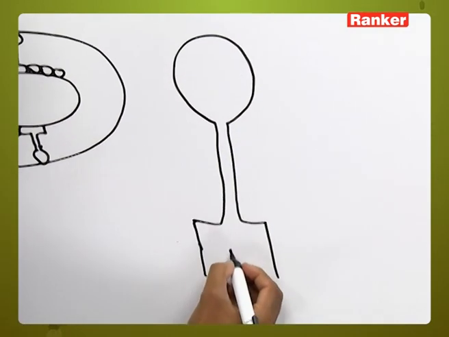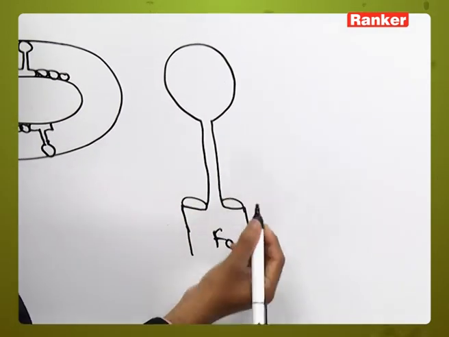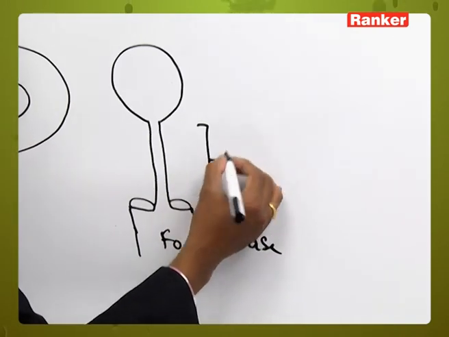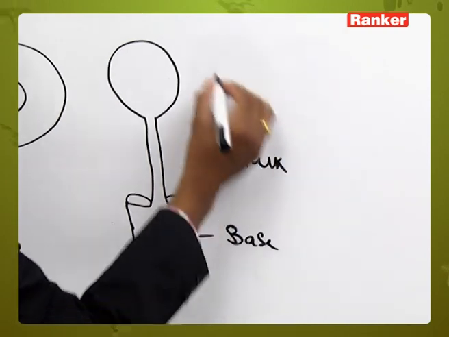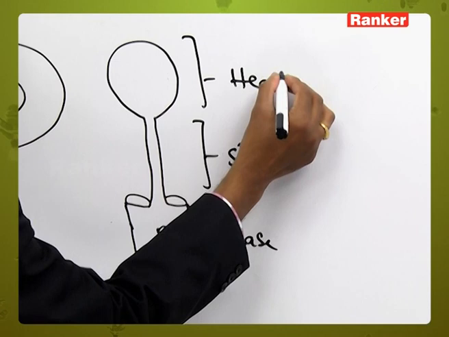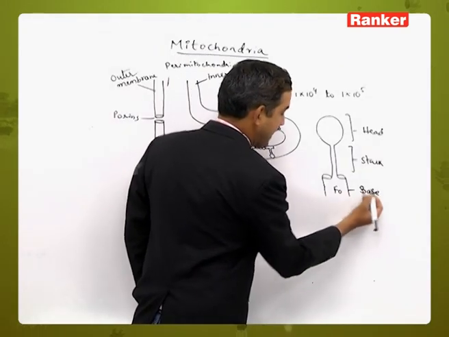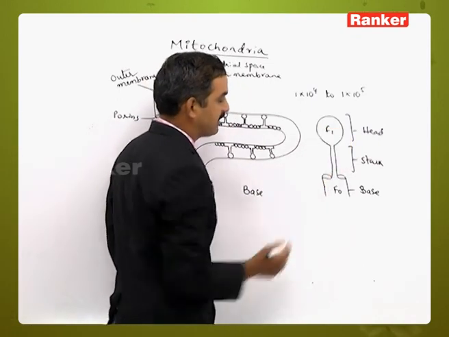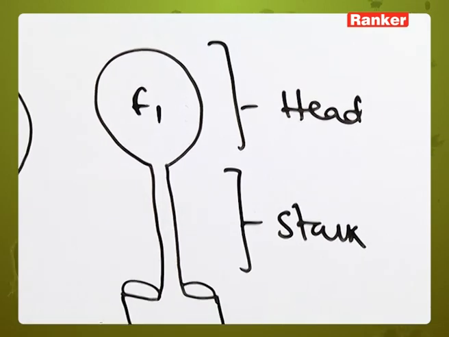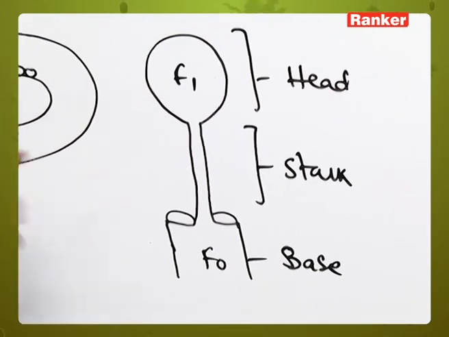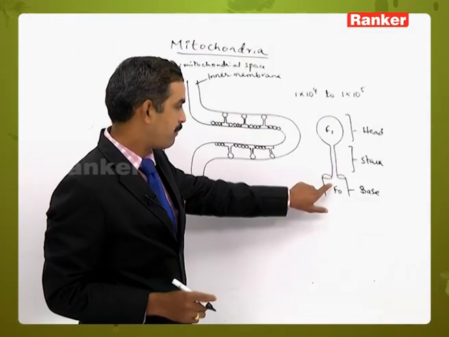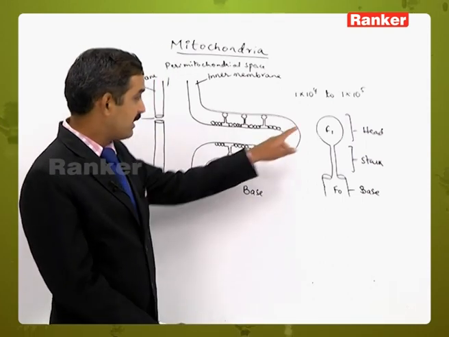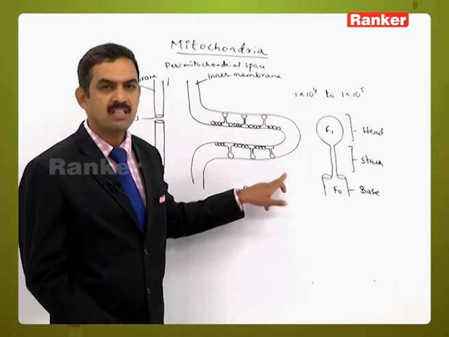this part is called F0, or we can also call it the base. This part is called the stalk and head region. So the base will be, generally this part is called F1. Sorry, repeat. The F0 part, that is the base and the stalk, both of them are embedded in the cristae, whereas F1 is protruded into the mitochondrial matrix.